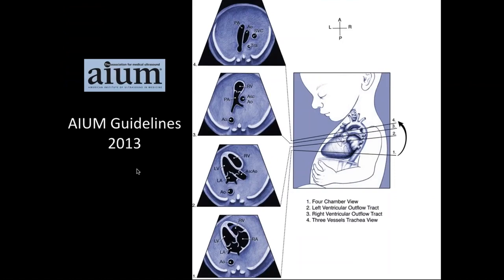So if you look at the AIUM guidelines for the performance of the fetal echocardiography exam, you would see that the 3-vessel trachea view is included. The 3-vessel trachea view is not listed, however, in the basic obstetric ultrasound exam. The AIUM guidelines state that evaluation of the outflow tracts should be performed, but do not specify which views to use for the outflow tract.